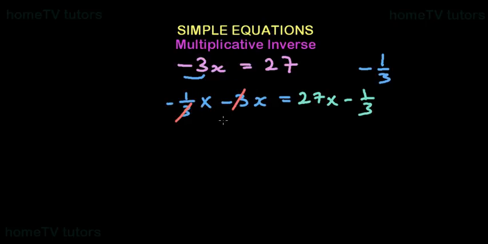3 cancels 3 out. Minus times minus will give us what? Plus. So on the left hand side we are left with x. Then on the right hand side, 3 goes in 3 once, 3 in 27 is what? 9. So we now have 9 times minus 1, which will give us minus 9.